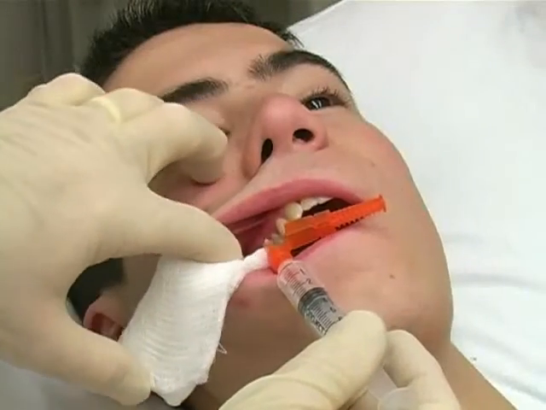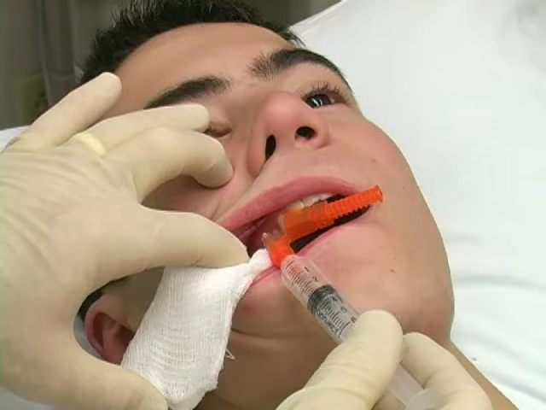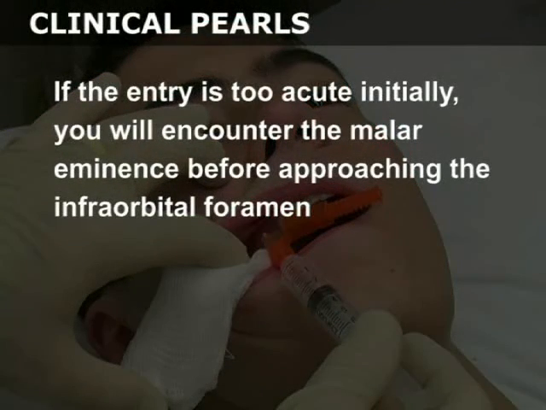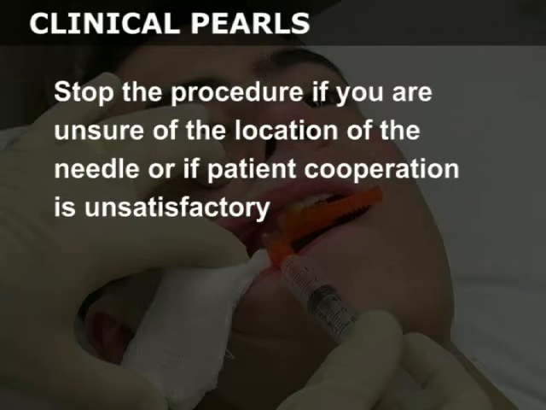Direct the needle parallel with the long axis of the tooth until it is palpated near the foramen at a depth of approximately 2.5 centimeters. If the entry is too acute initially, you will encounter the malar eminence before approaching the infraorbital foramen. If the needle is extended too far posteriorly and superiorly, the orbit may be entered. Stop the procedure if you are unsure of the location of the needle or if patient cooperation is unsatisfactory.